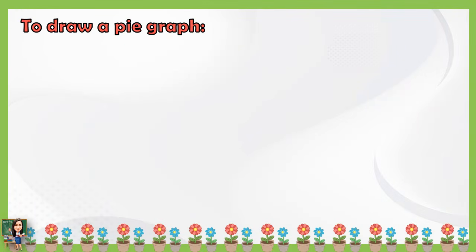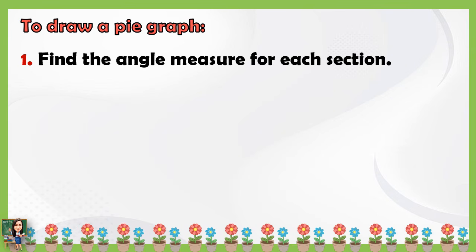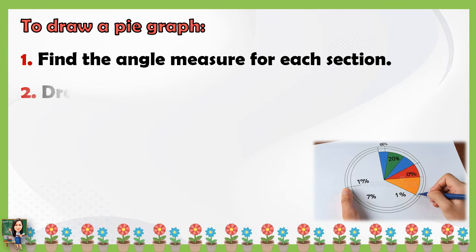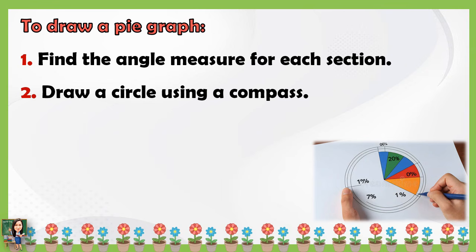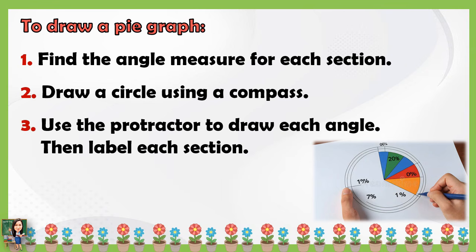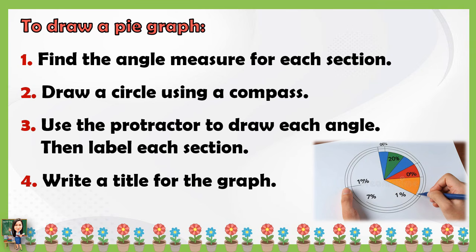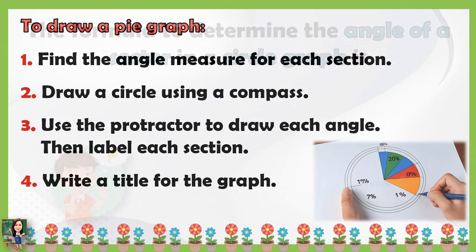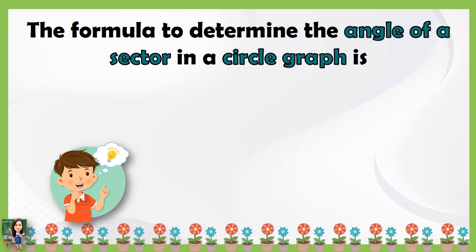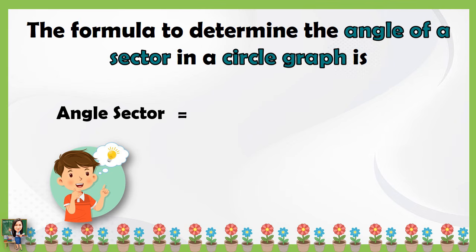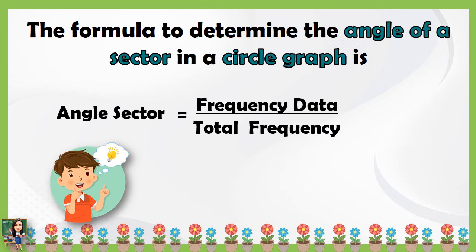To draw a pie graph, first, find the angle measure for each section. Second, draw a circle using a compass. Third, use the protractor to draw each angle, then label each section. And fourth, write a title for the graph. The formula to determine the angle of a sector in a circle graph is: angle of sector equals frequency of data divided by total frequency, times 360 degrees.